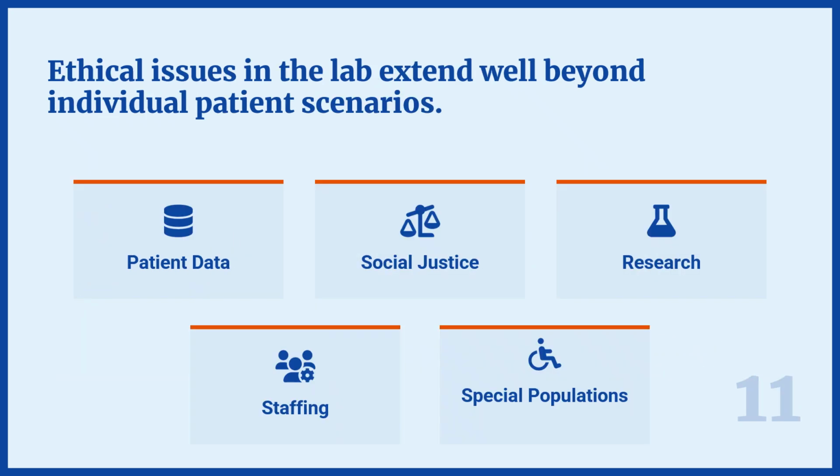We've talked about individual professional ethics, but ethical issues in the lab extend far beyond just individual patient scenarios. You'll encounter ethical dilemmas in 5 key areas, and understanding these categories helps you anticipate and navigate them. First, there's patient data, which involves privacy and confidentiality. Then we have social justice, which considers equitable access to care. Research ethics are crucial for studies and trials.